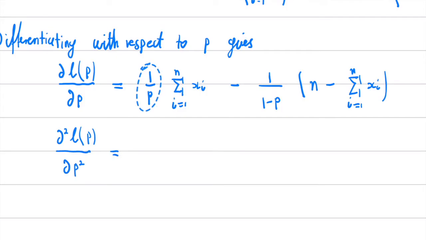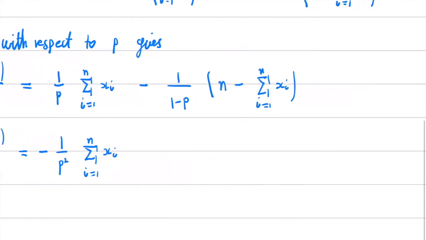So again, we've got to differentiate 1 on p. The derivative of 1 on p with respect to p becomes -1 on p squared, sum from i equals 1 to n of xi. Now this one's a little bit trickier. We've got to differentiate -1 over 1 minus p, and when we differentiate that, we actually end up with 1 over 1 minus p squared, still with a negative out the front.